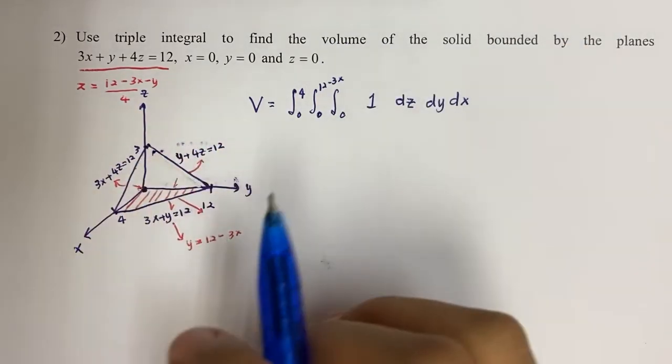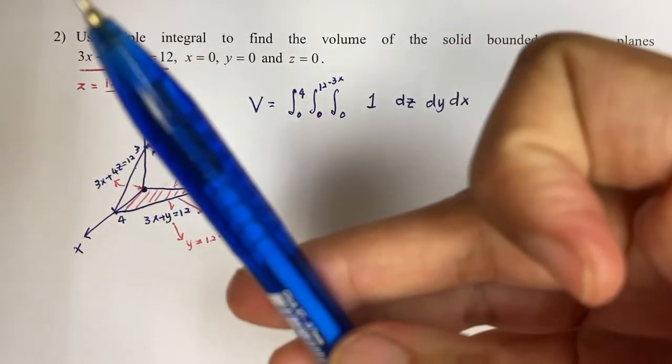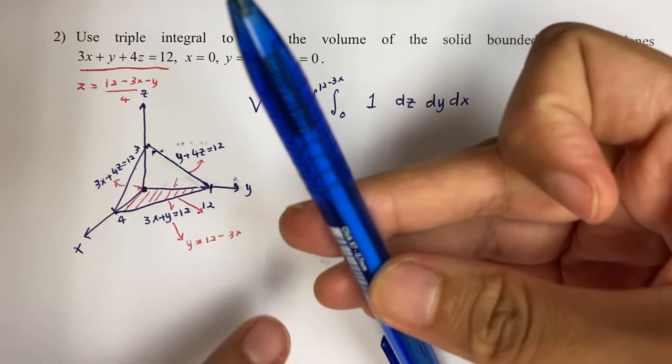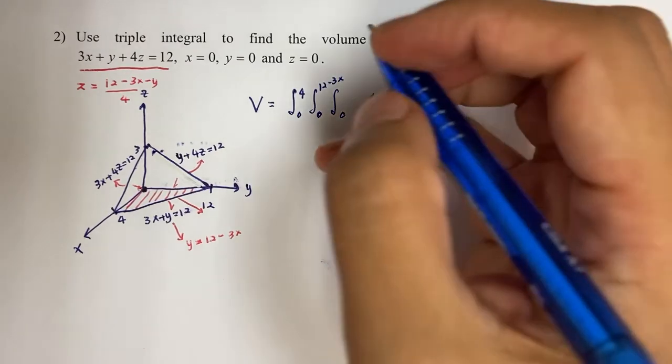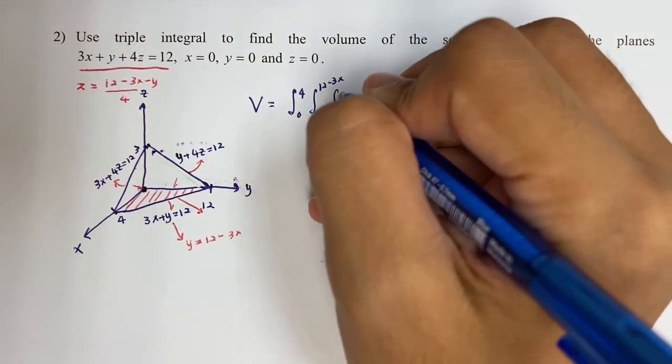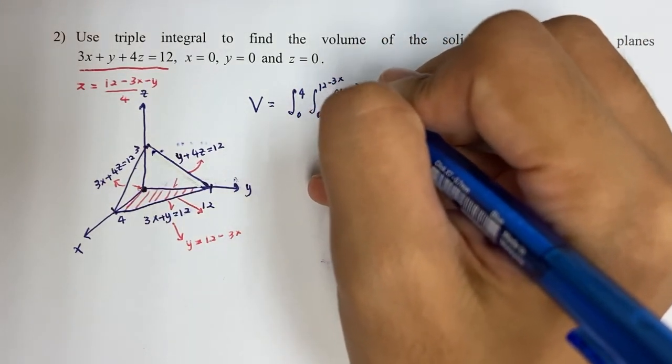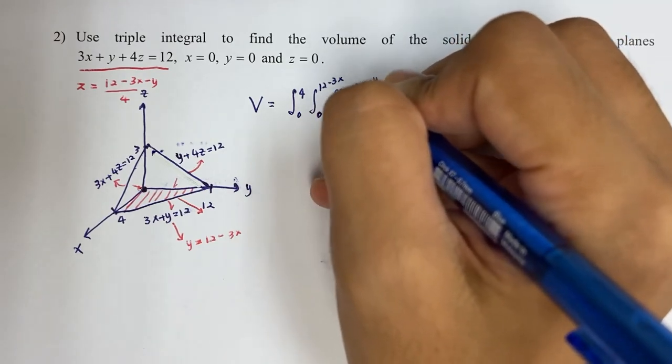Because if you see from here, z goes from 0 up to this plane over the x and y region. So z's limit is from 0 to (12 minus 3x minus y) over 4.